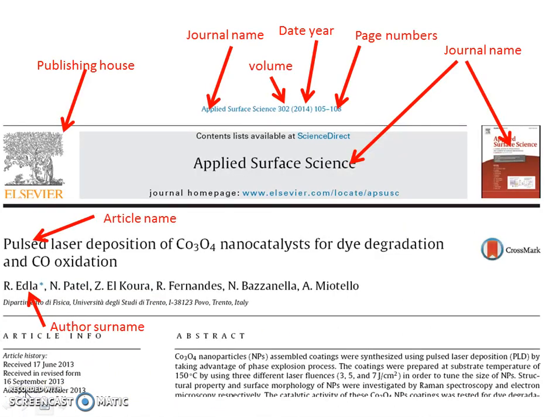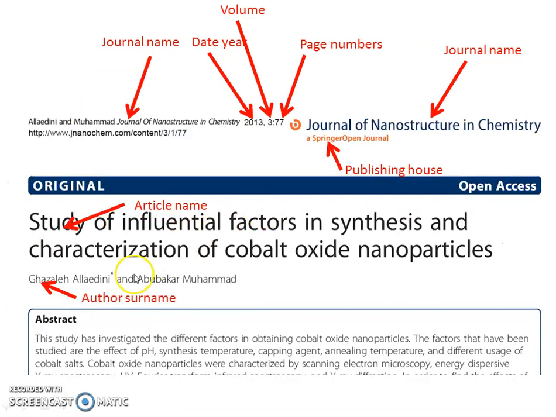So here you'll see that this particular article has quite a number of authors. So Etler, Patel, Cora, Fernandez and so on. In this particular article you only have 2 authors, and the way we cite multiple authors versus 2 authors versus 1 is slightly different. So let's look at some examples.